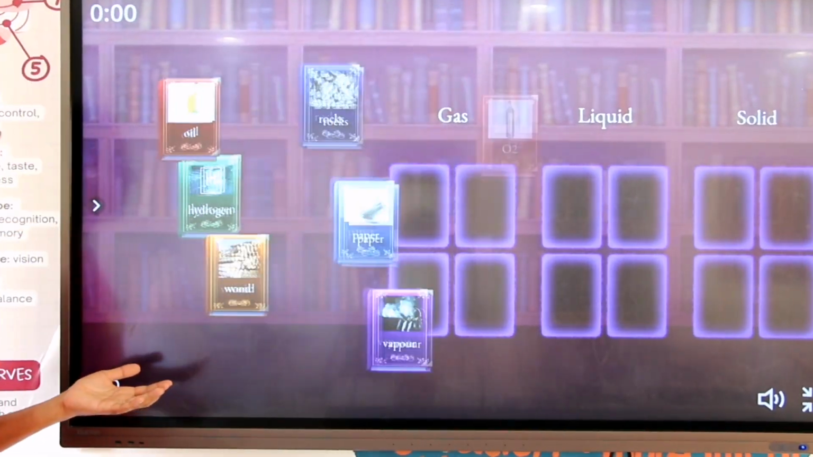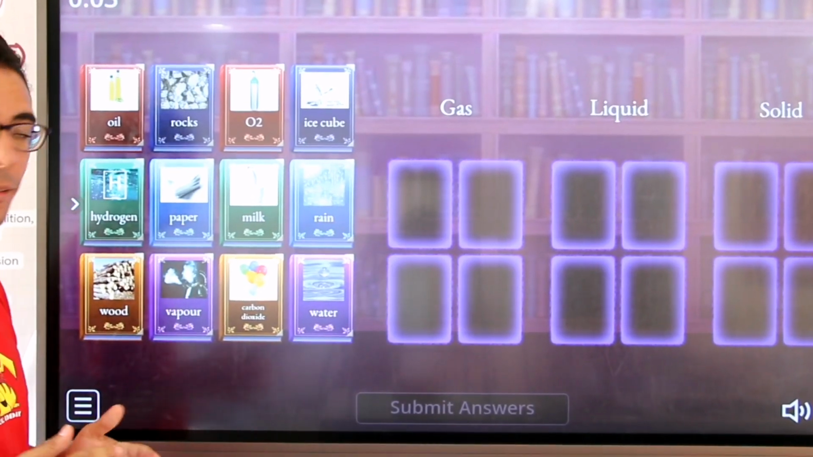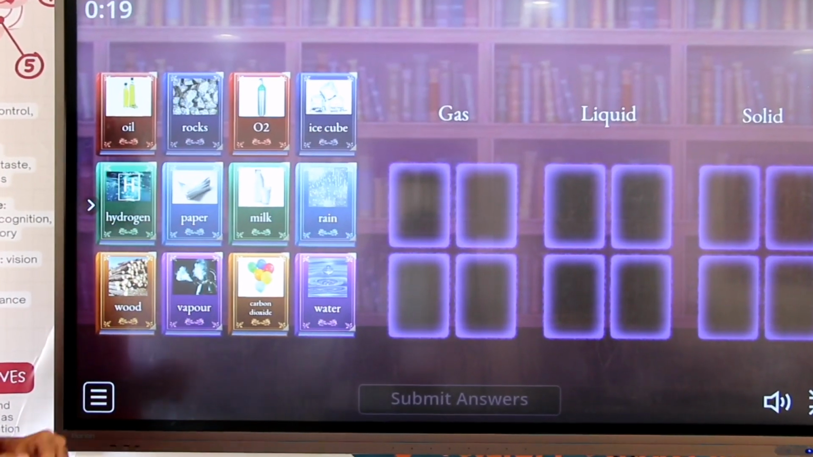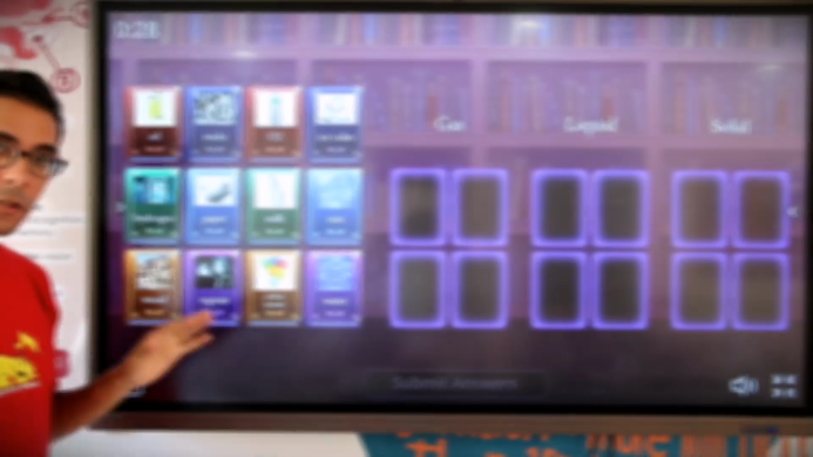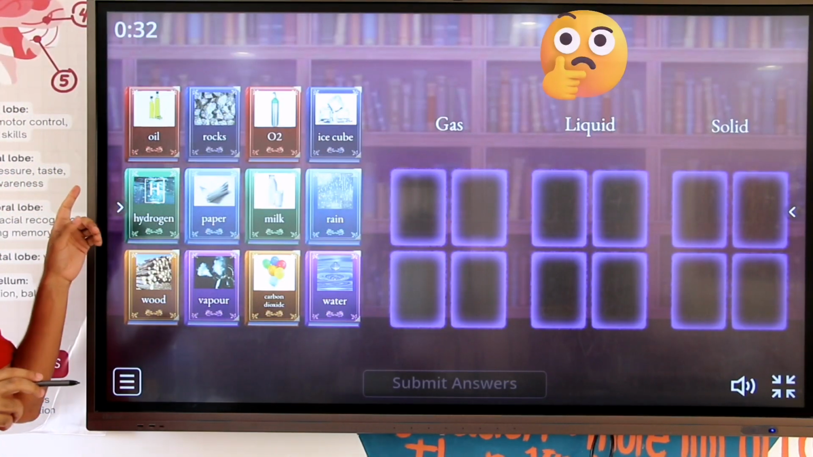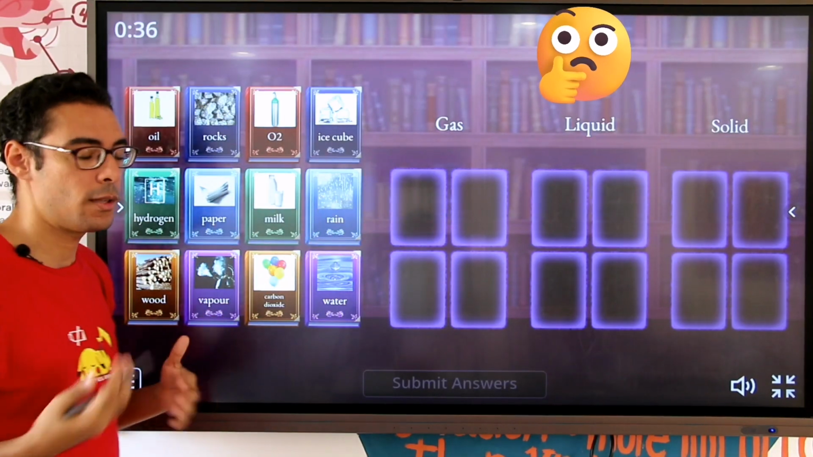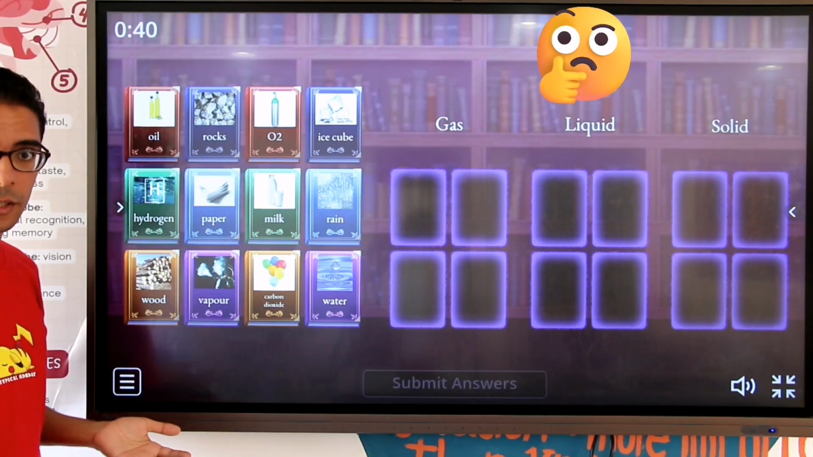In front of you here, some flashcards represent everything or anything in 3 different states. So these flashcards for some objects around, they could be classified into gas, liquid, or even solid. So let's try to classify them together. I'm going to start by the first one, the oil. The oil. Do you think the oil is a solid or liquid or gas? Just think with me.